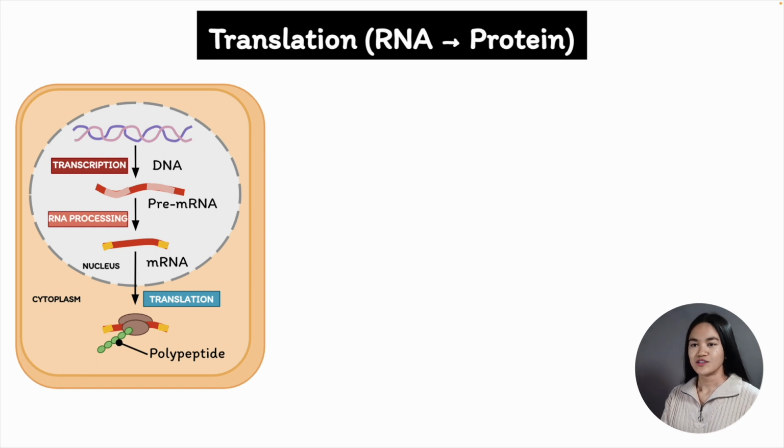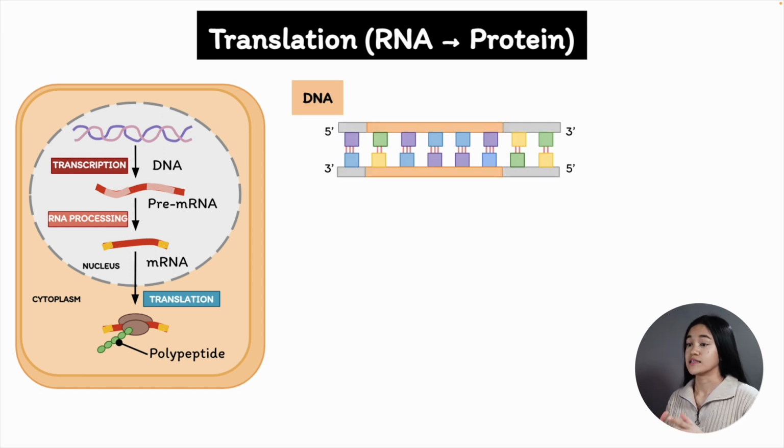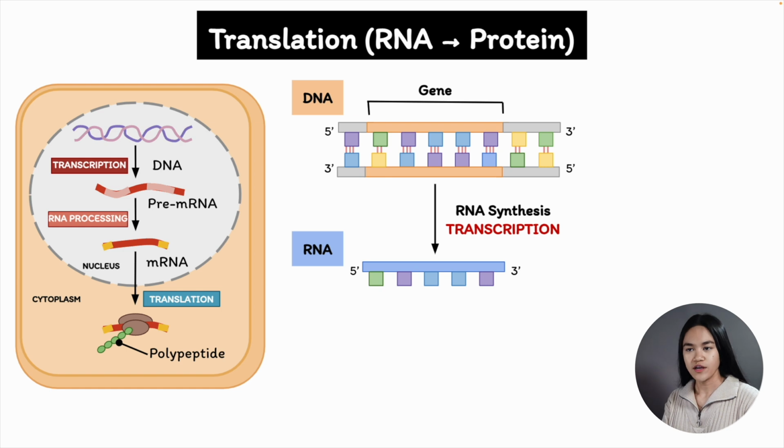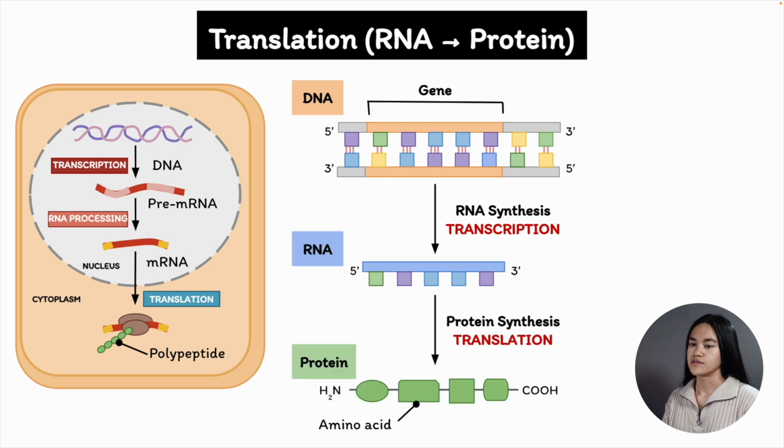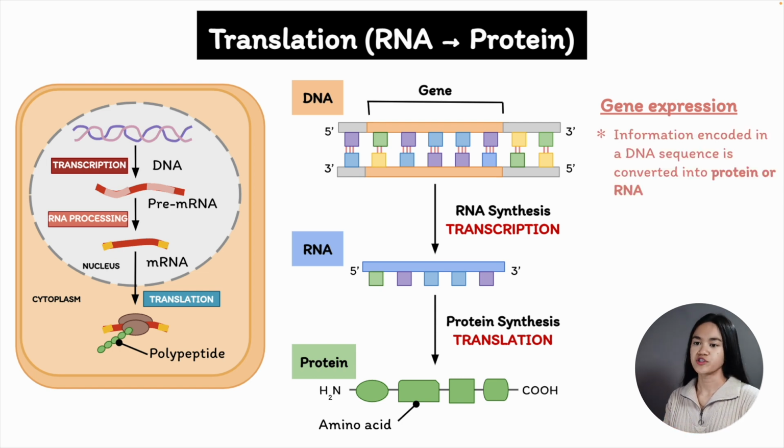Okay, so when a particular protein is needed by the cell, the nucleotide sequence of a gene is first copied into RNA. The RNA copies are then used to direct protein synthesis. This process is called gene expression. There are two major steps in gene expression: transcription and translation. Transcription is the copying of DNA into RNA.